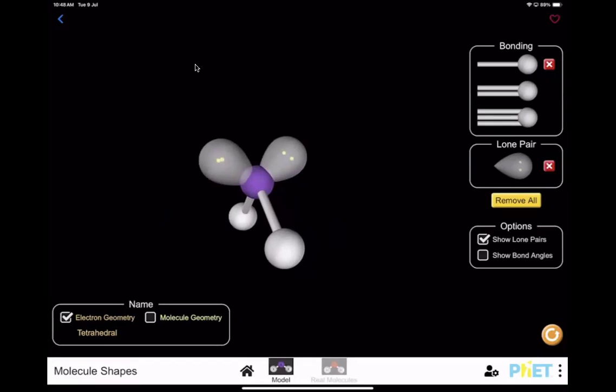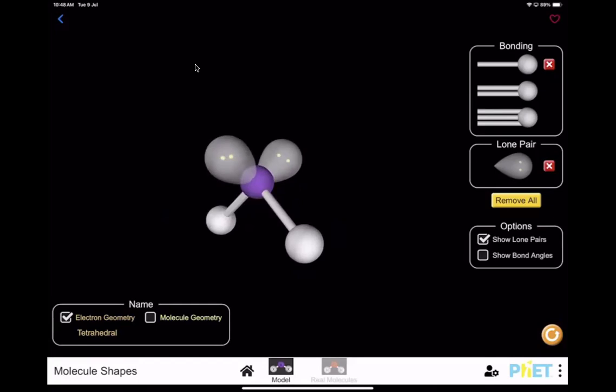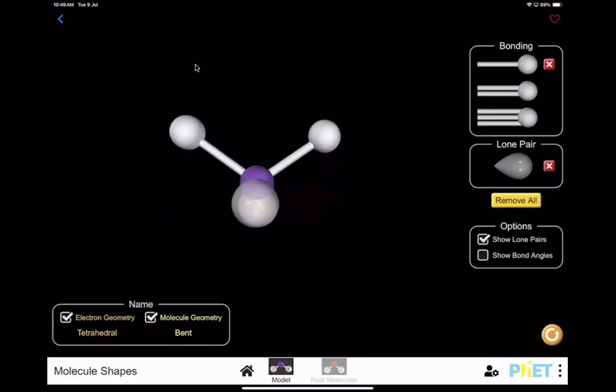Ignore the lone pairs, just look at the atoms. Are the atoms bent or linear? They're bent. Very good, because there are only 3 atoms and they are not linearly arranged. They are at an angle to each other, so it's bent. You can call it bent, non-angular, angular, non-linear, or V shape. See, it's a V shape now.